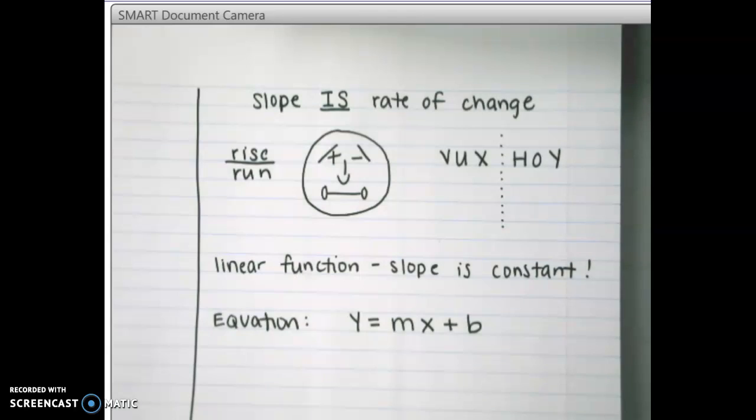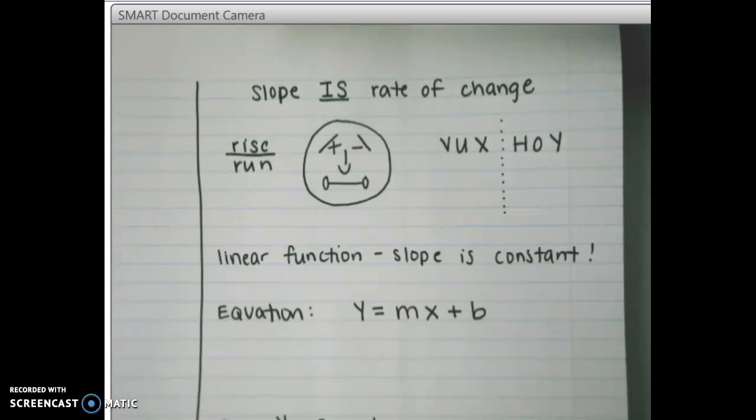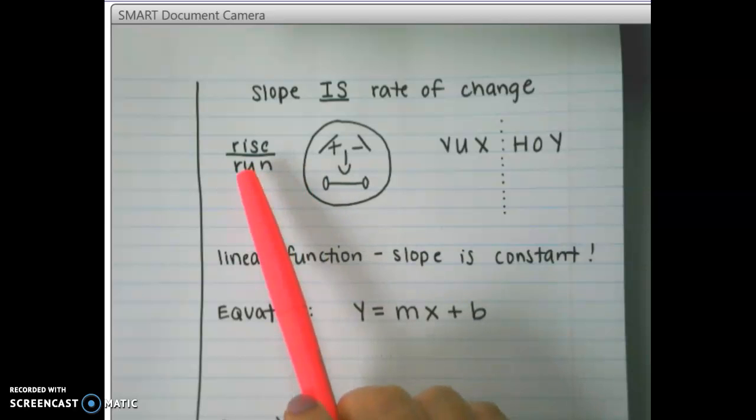So slope is a rate of change. If you need to go back and rewatch, the previous video went over how to find slope from 2 points, a graph, and a table. This video is going to show you more with just linear functions, and more specifically the equation of a linear function. So I always like to draw Mr. Slope Guy, and Mr. Slope Guy kind of goes with rise over run.